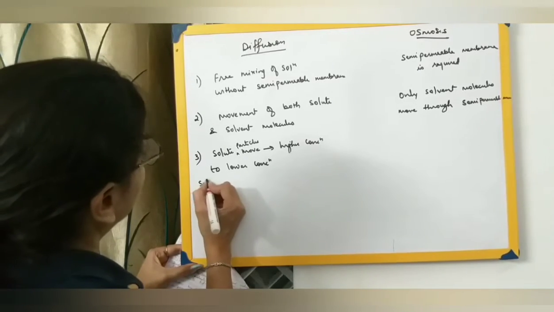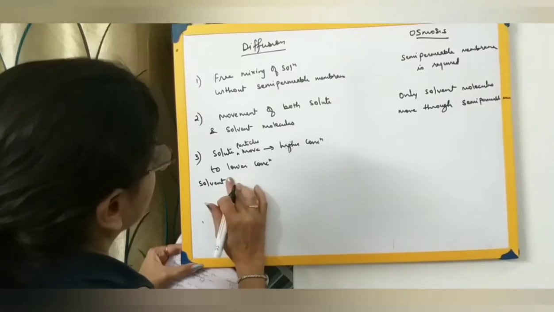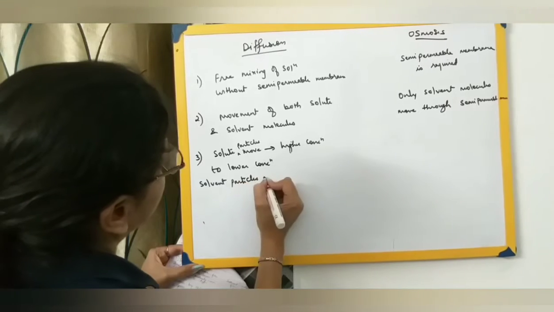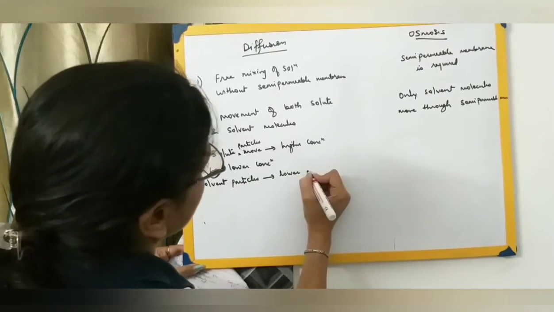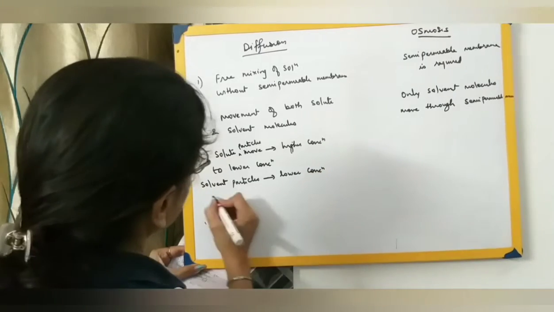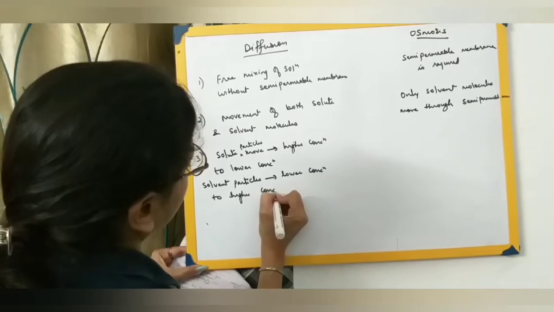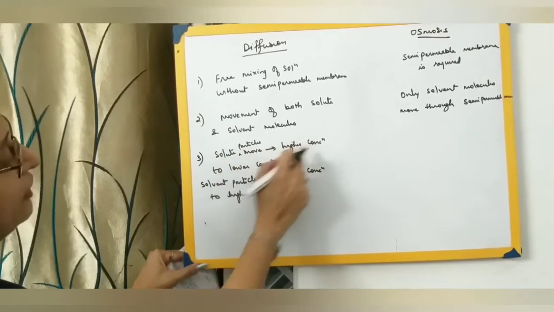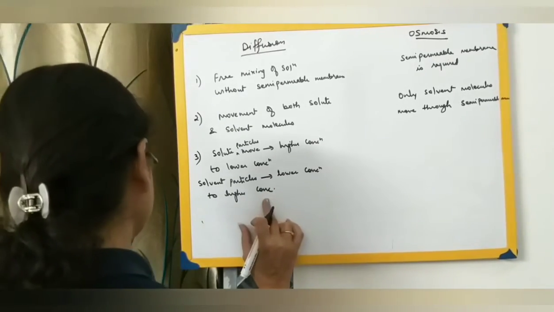So what about the solvent particles? Solvent particles, they also move. So solvent particles move from lower concentration to higher concentration. Clear? That means movement of both. Solute particles move from higher to lower, and solvent particles move from lower concentration to higher concentration.